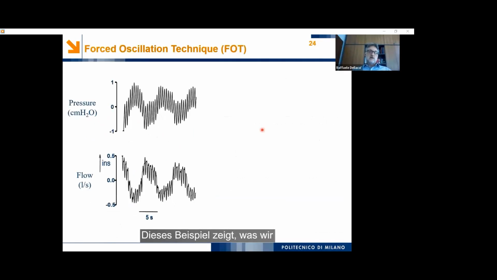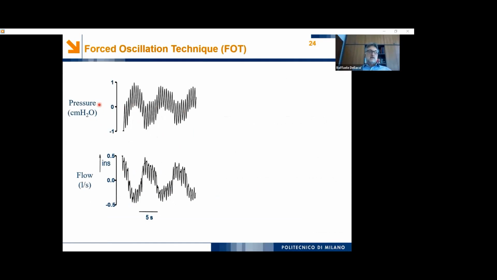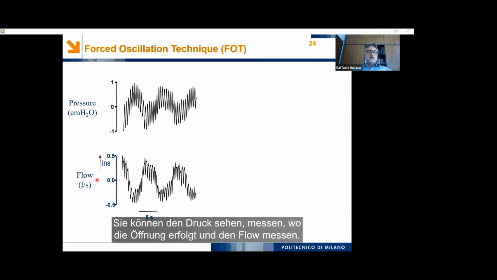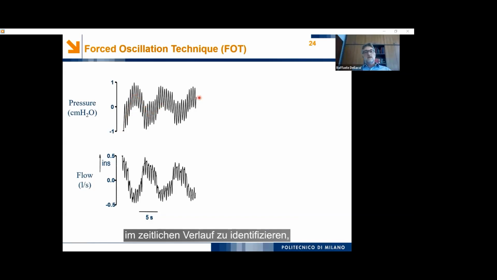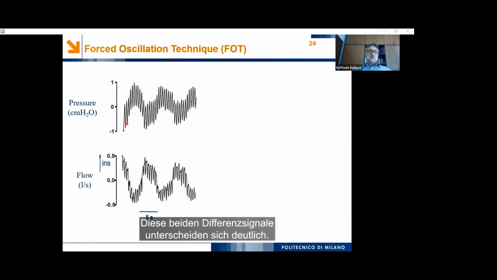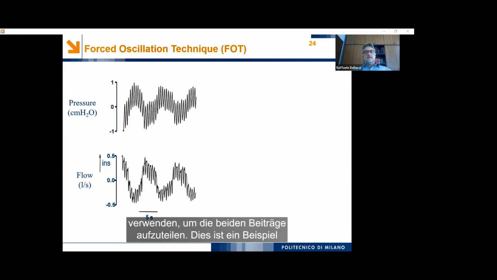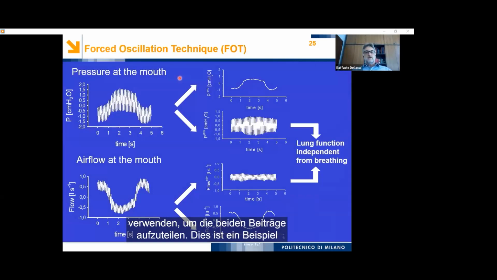This is an example of what we can see when we apply this technology to a spontaneously breathing patient. You can see the pressure measured at the airway opening and the flow, and it's clearly possible to identify the slow time varying changes due to spontaneous breathing, and the high frequency components that are applied by the FOT device from the airway opening. These two different signals are clearly different. Again, we can therefore apply some mathematical tools to split the two contributions.